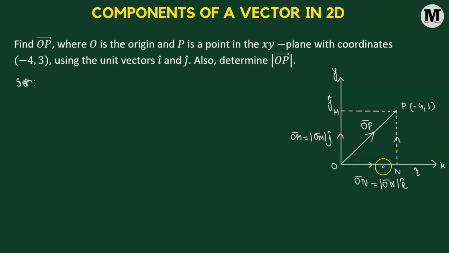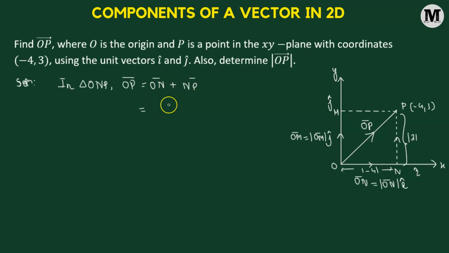Now, what is the magnitude of ON? From this figure, it's clear that the magnitude of ON is going to be equal to -4. That's the magnitude. And then we have the y coordinate value, so that's going to be 3. We're considering the magnitude value here for the time being. Now let us try to define the vector OP. For this, we're going to consider the triangle ONP. Now in this triangle, if we apply the triangle law of vector addition, then OP vector is going to be equal to ON vector added to NP vector.